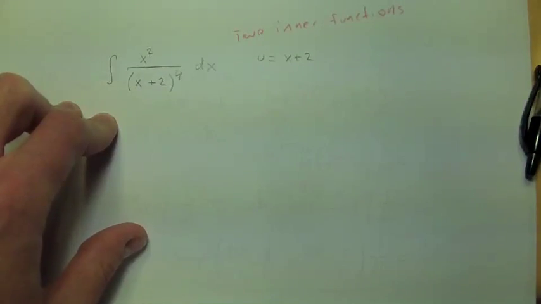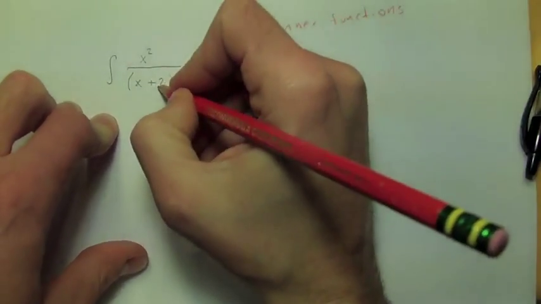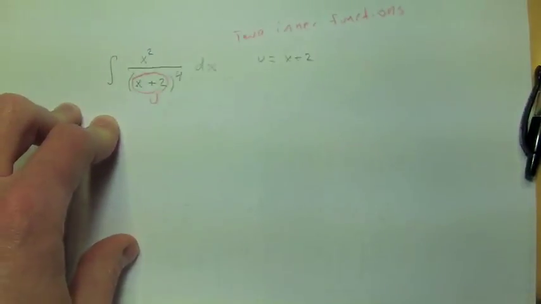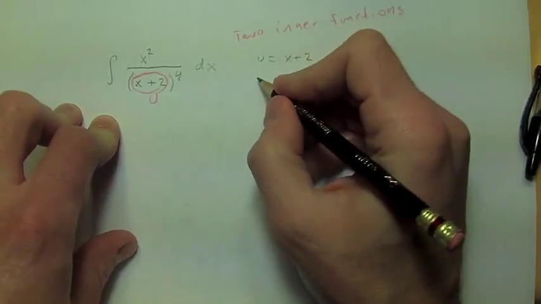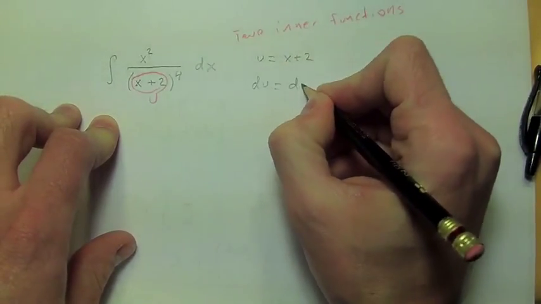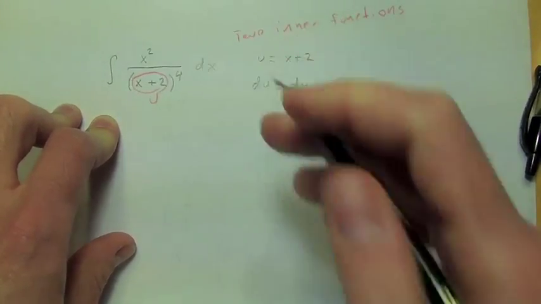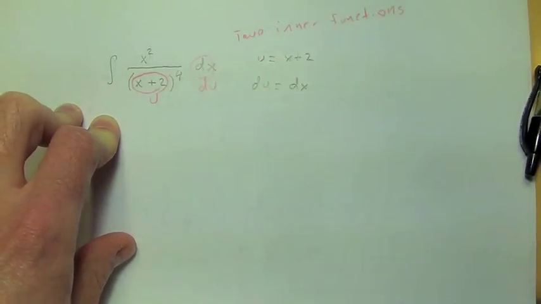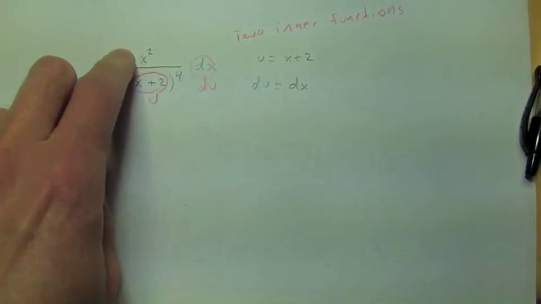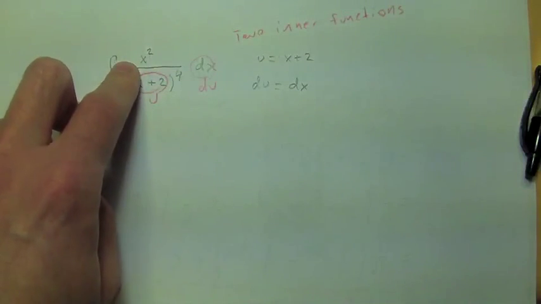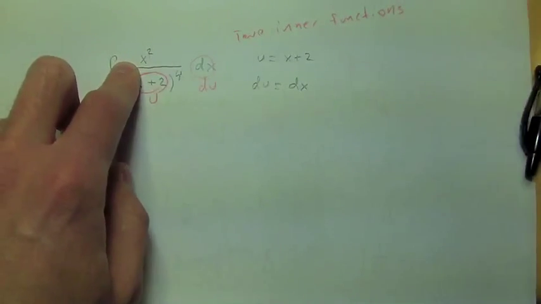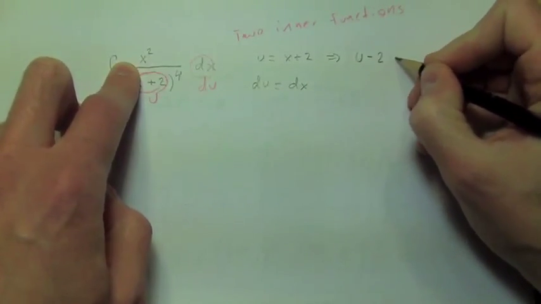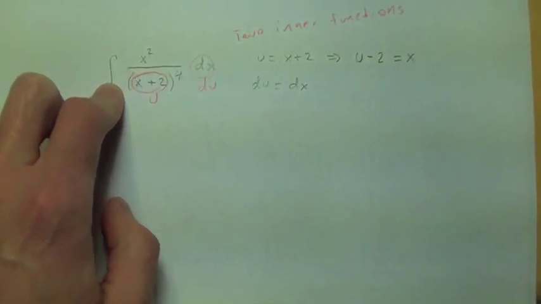Okay. Well, I should say not the full denominator, but this inner function in here, x plus 2. So that makes du simply dx. That's a straight translation there. Dx will become du. And then to get this, well, this is x squared. So let's solve for x like we usually do. Here it's simply u minus 2 is equal to x.